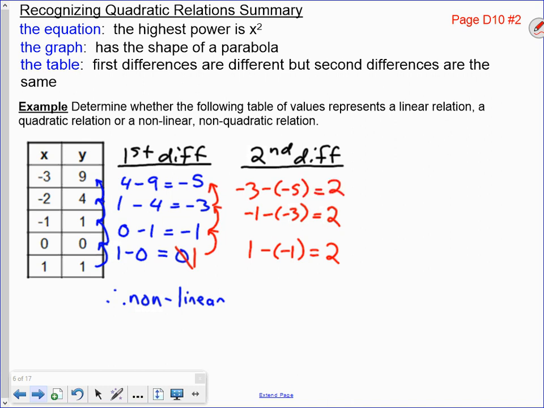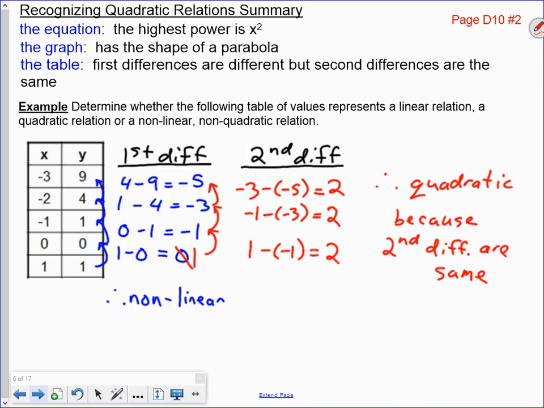Okay, so my second differences are all the same. Quadratic. And we could say something like, because second differences are the same. So if you're following along, make sure you go back and correct my bad subtraction there. Happens to the best of us.